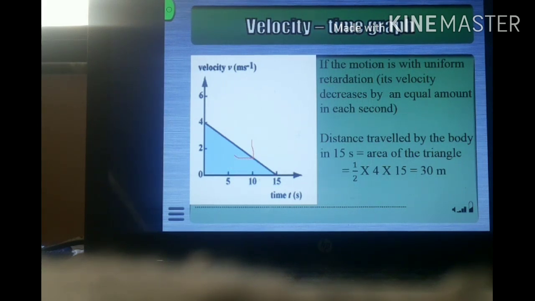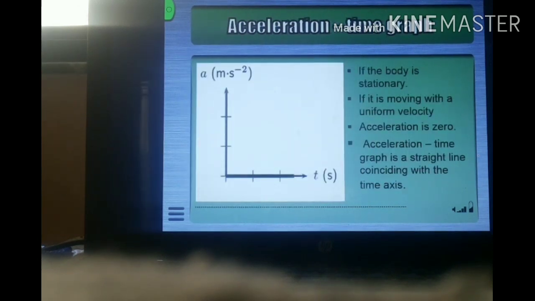So area of a triangle, which we will be taking as half into base into height. What is base over here? 15. What is height over here? 4. So half into 15 into 4, you will be getting the answer as 30 meter.